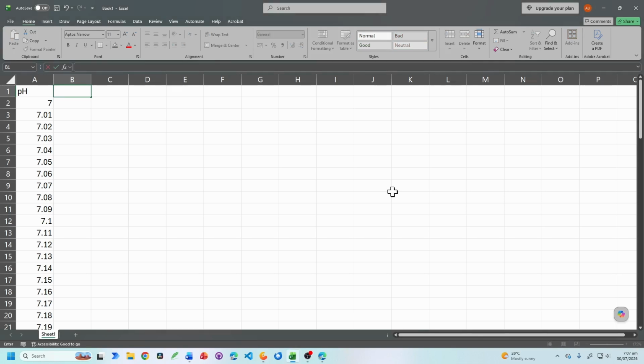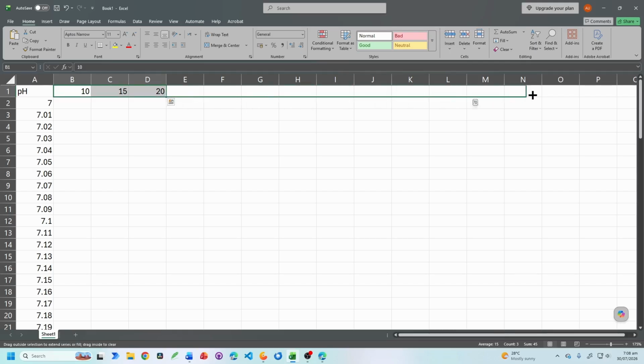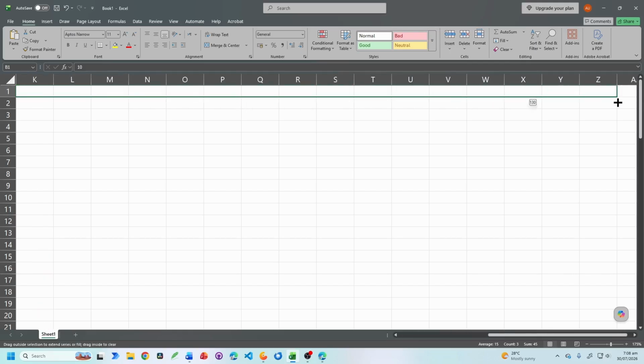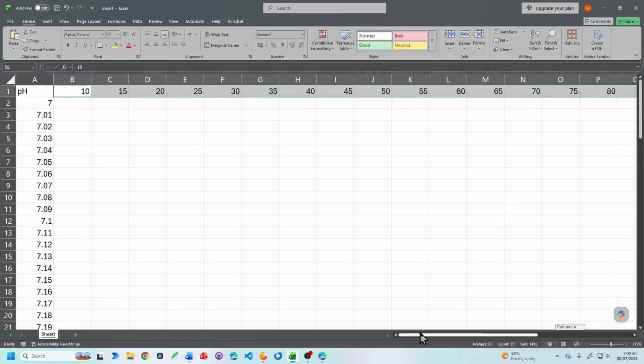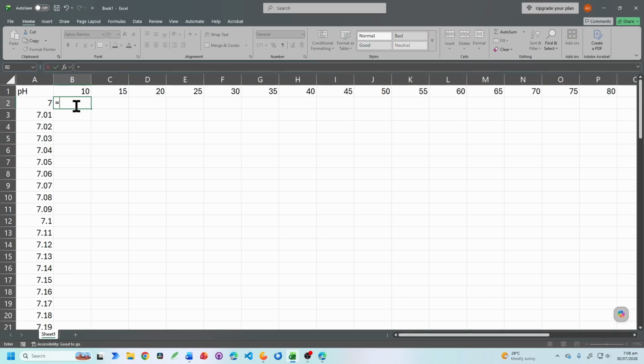Actually we should start from 10, then 15, then 20. So after a 5 unit difference, we can bring it up to like 120. Now you will see the power of Microsoft Excel, how quickly it will draw the graph for us. We will use the Microsoft Excel formula here, the same formula.